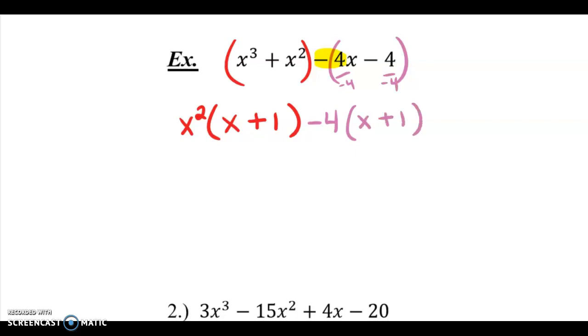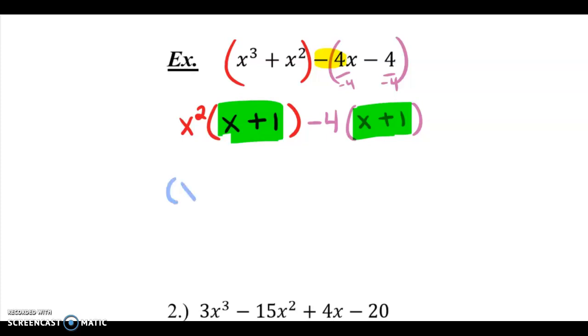It's not a coincidence that my parentheses are exactly the same. Your parentheses should absolutely match. Do you see how they match? That is your first set of parentheses. So what you're actually going to do is factor out the GCF of those parentheses. See how you have the same parentheses there?